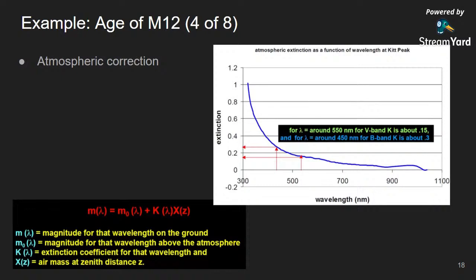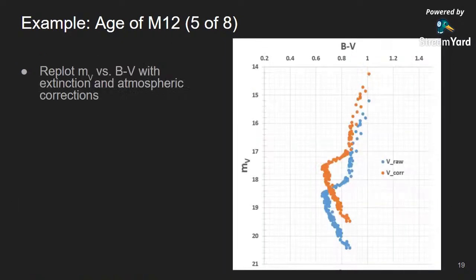Depending on the wavelength of the filter that you're using, so I'm using 550, I can go up here and read off an atmospheric correction factor of about 0.15. And so that's subtracted off, right? If you think about it, if the atmosphere is distorting and blocking some of the light, the magnitude is actually a little bit bigger than what we're seeing if we're above the atmosphere. And so applying those corrections, you can replot the BV index.